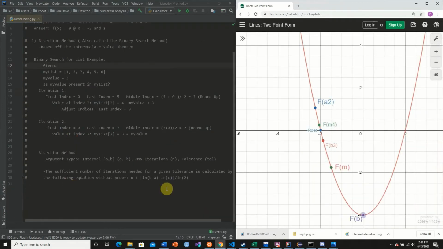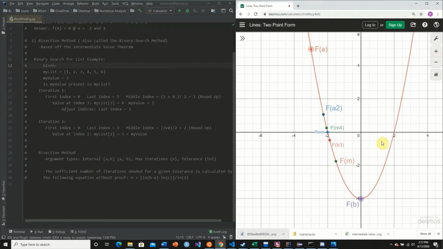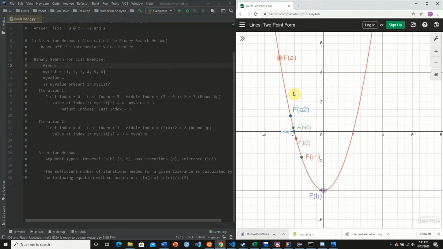So what we're going to do here is we're going to have some argument types. We're going to be given an interval a to b, maximum iterations n, and the reason why we're giving a maximum iterations is simply because let's say we were to choose f of a to be where it is right now and f of b to be some positive value. Then we're going to keep on iterating in this infinite loop as there's no root. So we want a maximum iteration to break out of the loop, or let's say our function is derived in such a way that it would take over 1,000 iterations just to find the root to a given tolerance.